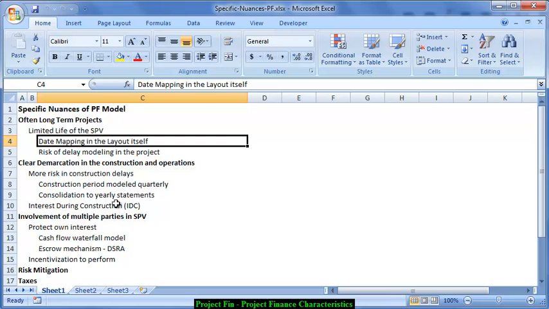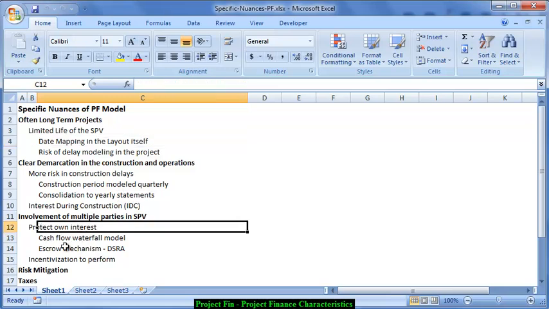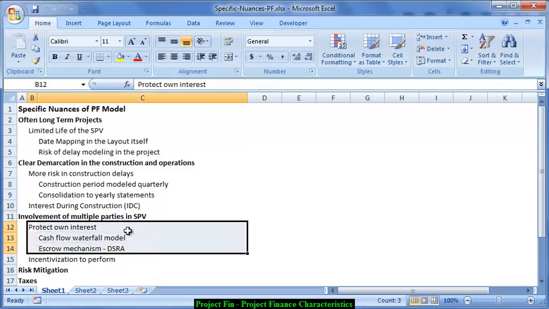While we are building the model, we need to make sure that as debtors, our interests are protected. All the debtors and the investors want to protect their own interests. Typically in the model, it's done by implementing a cash flow waterfall model for the debt holders, or by building an escrow account and then creating a reserve account called the DSRA, the debt service reserve account. Again, when we build the model, we will take care of this particular part.